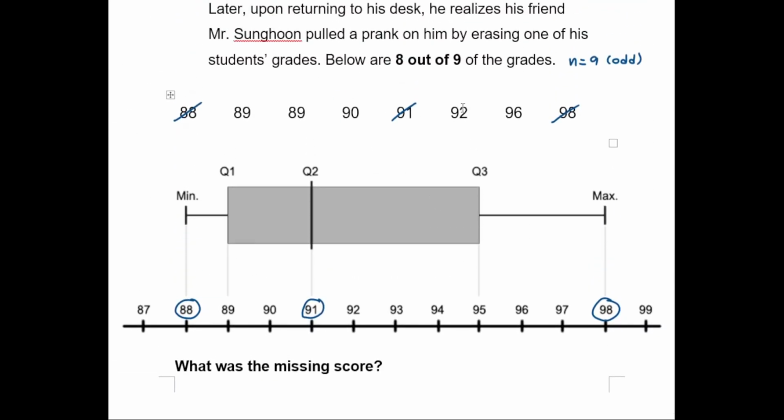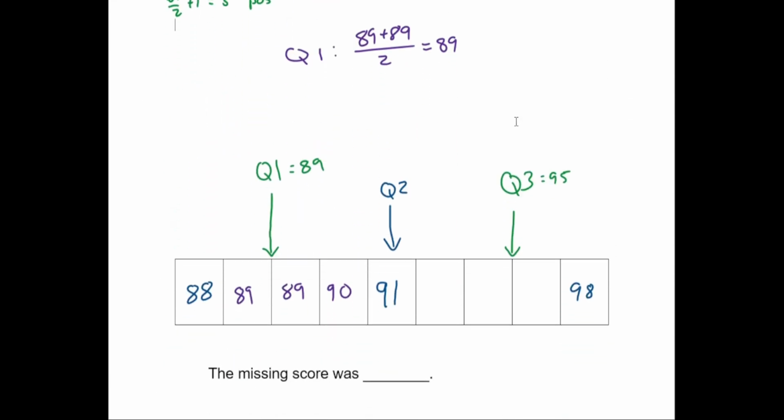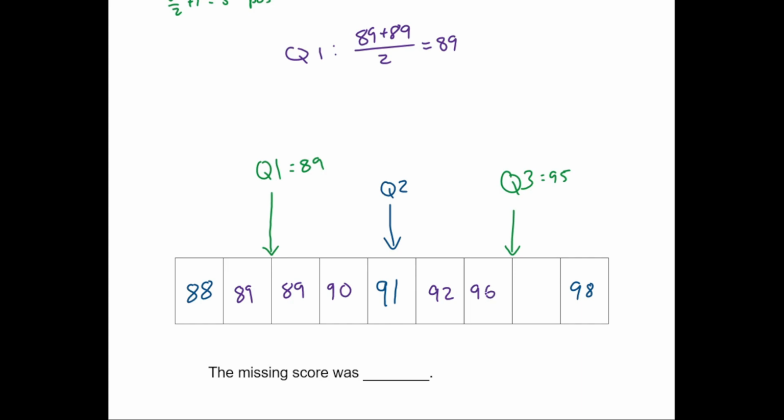After those three numbers, we got 92, then 96. So 92 right here, 96. Does that make sense? Can 96 go right here? No, because we're going in increasing order, right? And we know 96 is bigger than 95, so it can't go below Q3. We're going to scooch this up to over here, okay? So probably X goes right there.